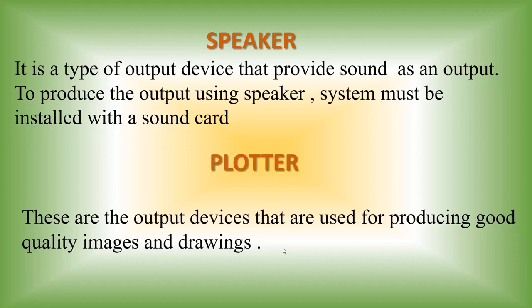In inkjet printer, it just spreads the ink onto the paper, whereas in laser printer, it uses laser technology to form a character on the paper. Another type of output device is speaker, which produces output in the form of sound. Then the last one is plotter. It is also an output device which produces good quality images and drawings. So these are the different types of output device.